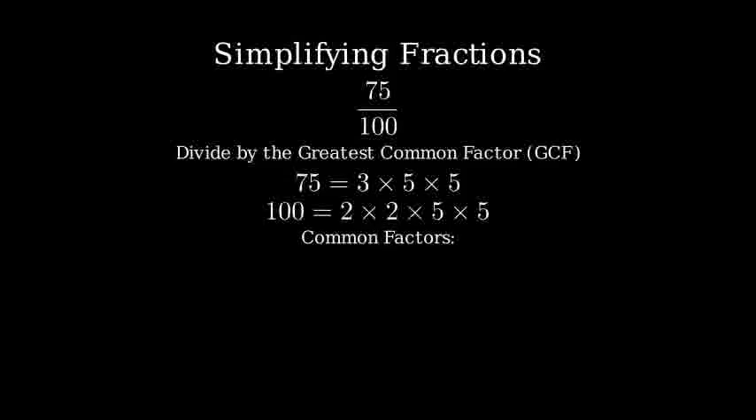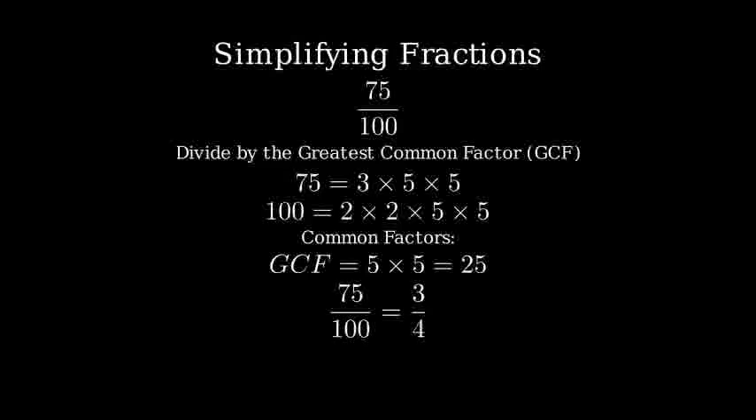Now, to find the greatest common factor, we look for the numbers that are present in both factorizations. In this case, both factorizations have 2 5s, so the greatest common factor is 5 times 5, which is 25. Now that we know the greatest common factor is 25, we can divide both the numerator and denominator of our original fraction by 25. By doing so, we get our simplified fraction of 3/4.